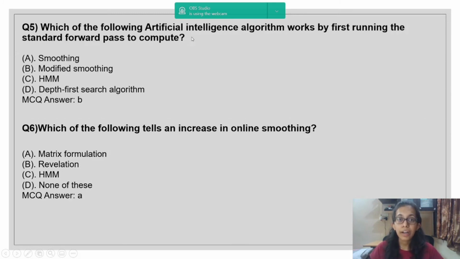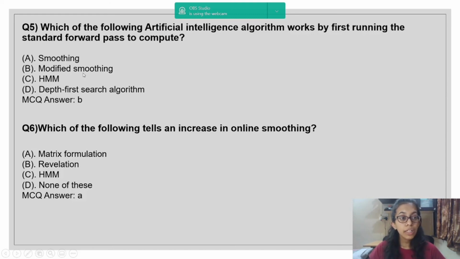Question 5. Which of the following artificial intelligence algorithms works by first running the standard forward pass to compute? Now, artificial intelligence algorithms have two things, forward pass and back pass. Now let's look at the question. Smoothing, modified smoothing, HMM, and depth first search algorithm. So options C and D both use forward and backward pass. So C and D cannot be the answers.